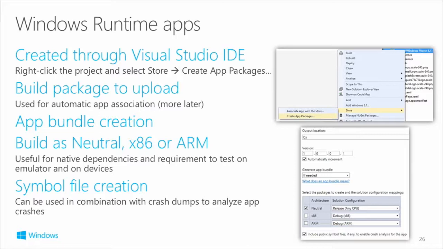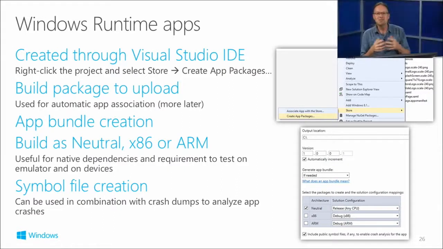Normally you just check neutral unless you're using some native dependencies in there. A classical example of that is if you're using SQLite, then instead of the neutral one, you would probably check x86 and ARM instead. So you generate different packages for the different targets. In actual fact, for Windows Phone, I believe at the moment every phone out there is ARM. But that could change. We could have x86. So just build both packages. It's done for you automatically, and that will build the packages ready to be uploaded to the store.